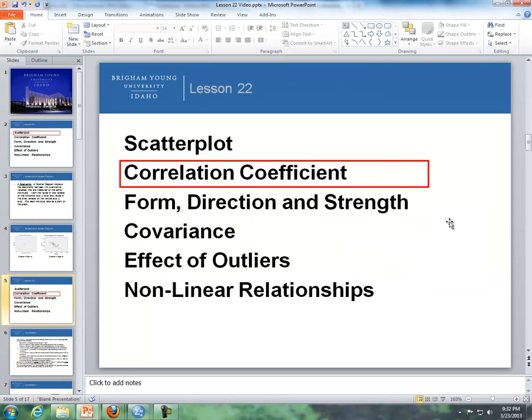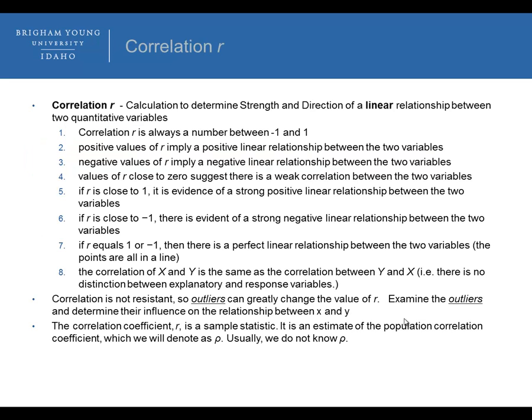Okay. So now what I want to do is talk about the correlation coefficient. Let me expand this a little bit here. The correlation is a calculation to determine the strength and direction of a linear relationship only. It can't be any other type of relationship, but just a linear relationship between two quantitative variables. The correlation R is always a number between -1 and 1. These are the boundaries. Now when it comes to the direction, positive values of R imply a positive linear relationship between two variables, and negative values of R imply a negative linear relationship between two variables.